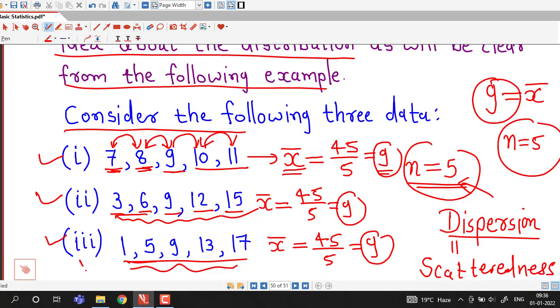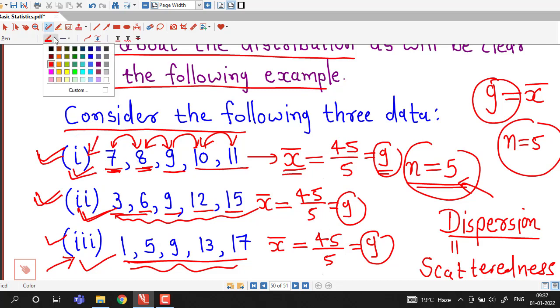So in this data, observations are more scattered as compared to this one, and in this data observations are more scattered as compared to this data number 1, or we can say that variability is higher in data number 3 as compared to 1 and 2, or variability is smaller in data number 1 as compared to data number 2 and 3.